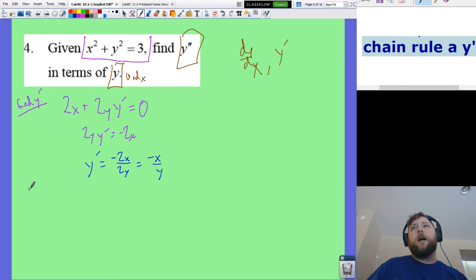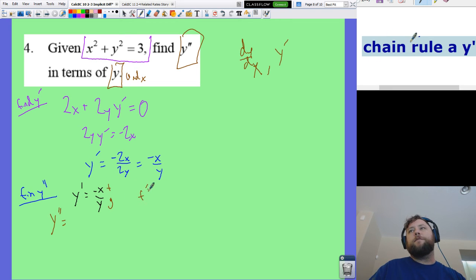To find y double prime, what you're going to do is differentiate this equation, y prime equals negative x over y. Derive everything again. The derivative of y prime is just y double prime. For the derivative of this, I have to use my quotient rule. So f prime is going to be negative 1, and g prime is going to be just 1 times y prime, so y prime. I plug that in, so it's going to be negative 1 times y minus negative x times y prime, all over y squared.